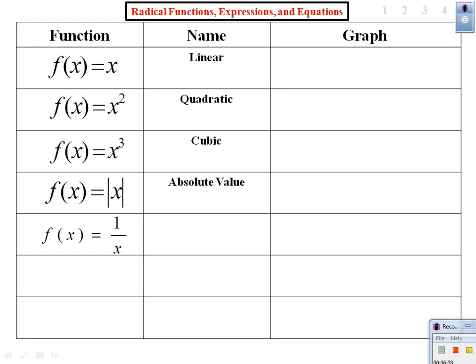See if you remember what that graph looked like. Next one, f of x equals square root of x. What is the name of that one? How about a radical, or also known as a square root? Yes. Radical function or square root function. See if you remember the graph for that one.